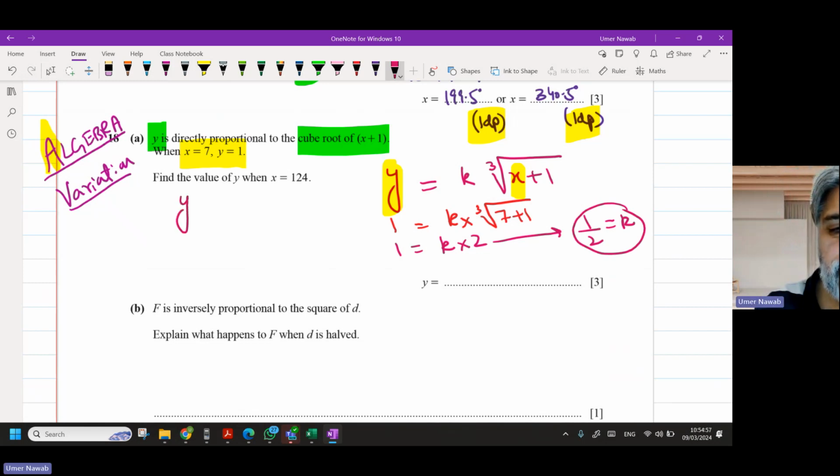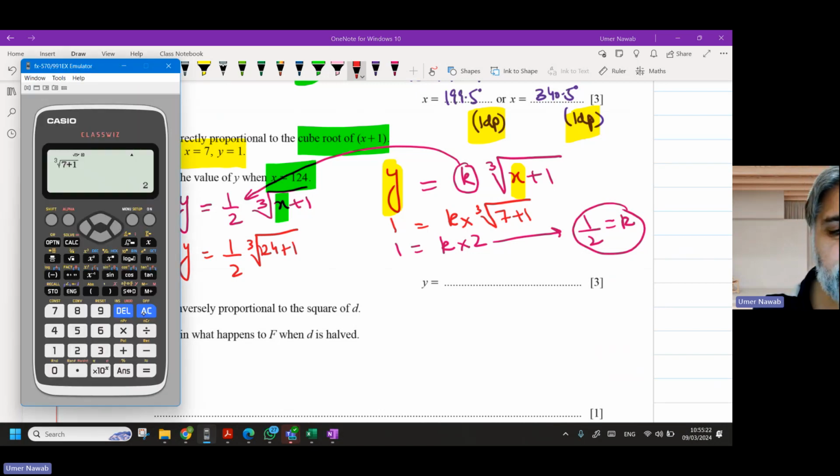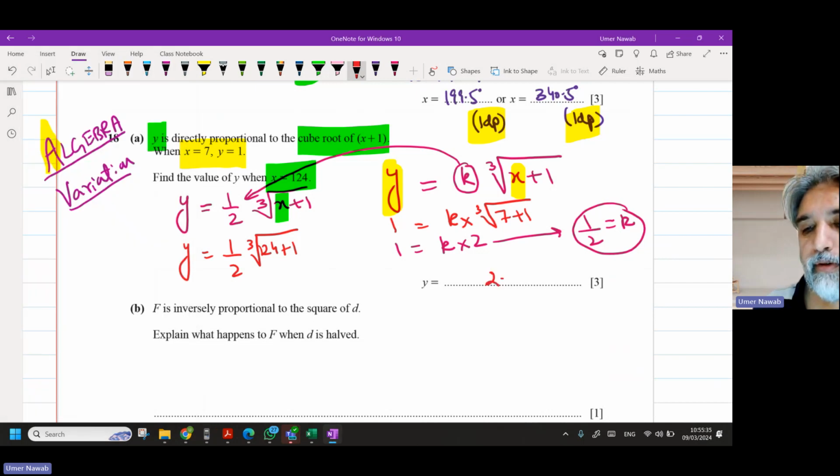What is the equation I have derived? y is equal to half, because I found the value of k, half the cube root of x plus 1. The value of x is given to you as 124. So y is equal to 1 over 2 times the cube root of 124 plus 1, which is 125. I'm going to write it in the calculator. 1 over 2 and then times the cube root of 124 plus 1. And I got my answer 5 over 2, which is 2.5. So I got 2.5.